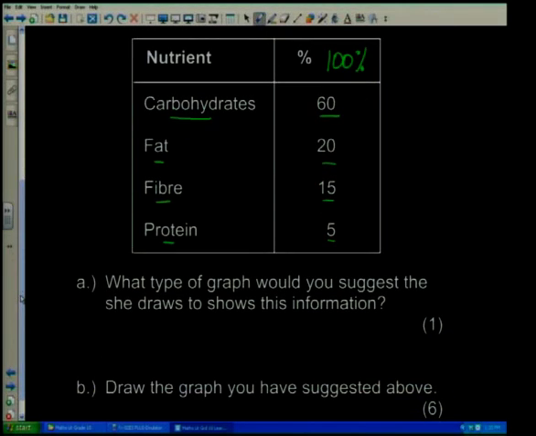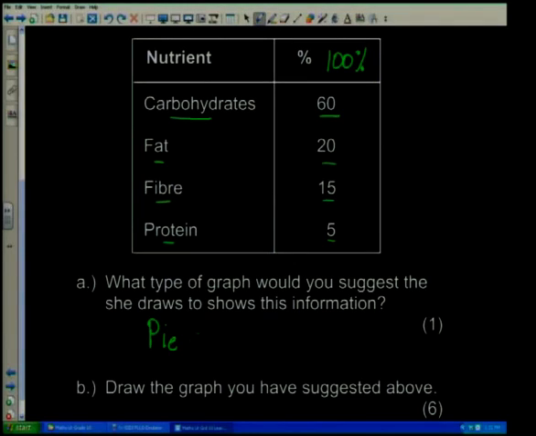So what type of graph would you suggest she draws to show this information? We're looking at parts of a whole. We're looking at how much of each nutrient is in the bread. Parts of a whole would basically be a pie chart. A bar graph would work, but it would not show me parts of the whole. So can you see both of these questions, we were able to kind of intermingle the two, but make sure you understand when they're asking you for parts of a whole, then it needs to be a pie chart. So in this case, a bar graph would not work as well.